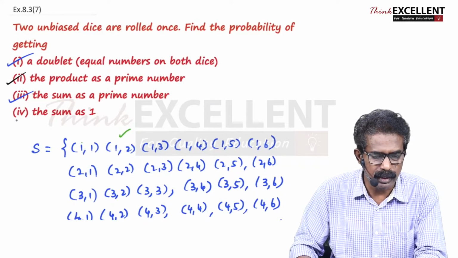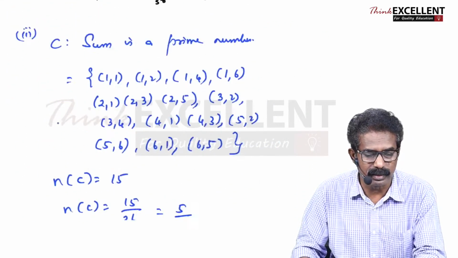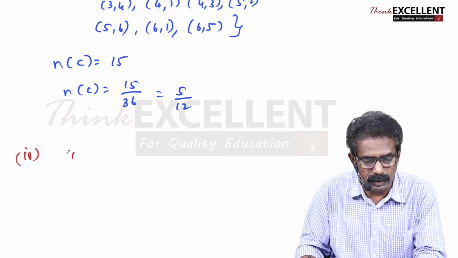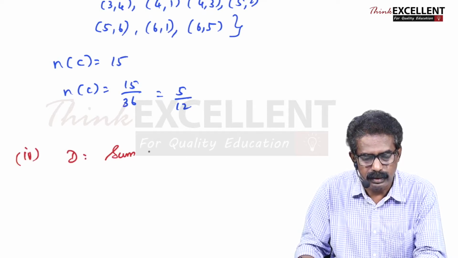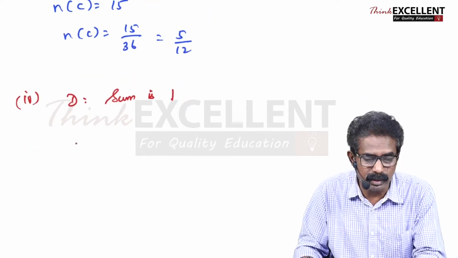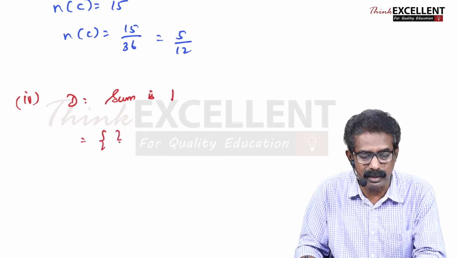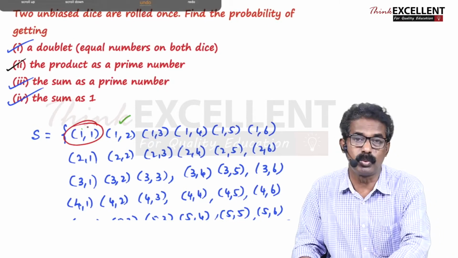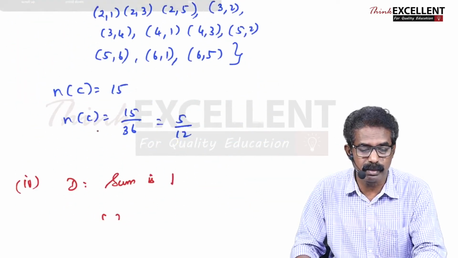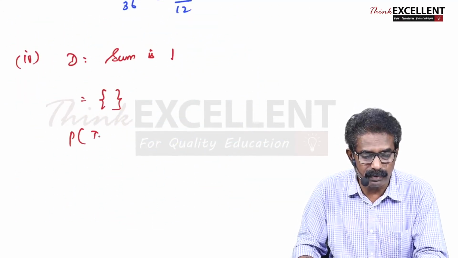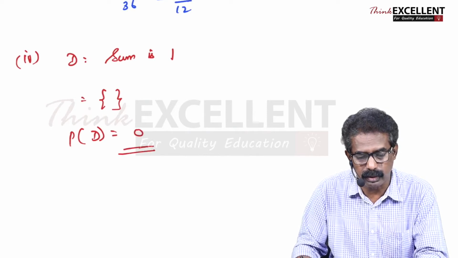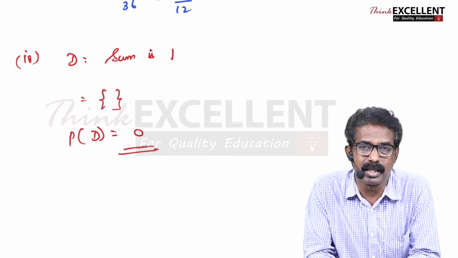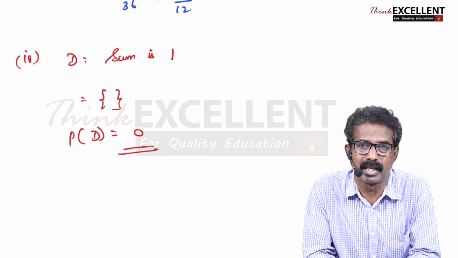The last one, the sum as 1. If you add, you have to get 1. So D stands for sum is 1. So which one gives the sum as 1? Nothing, empty set, right? Because the minimum sum is 2. So sum is 1, it is an impossible event. So probability of D is equal to 0, okay? So hope you understood. So practice these questions. The remaining will continue in the next class.